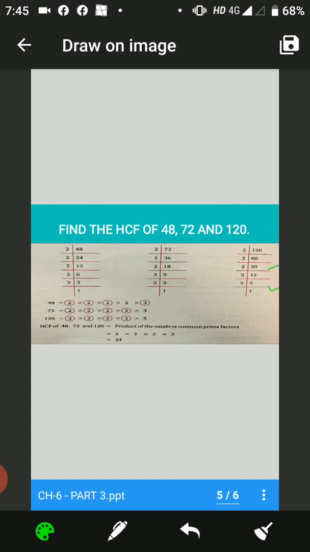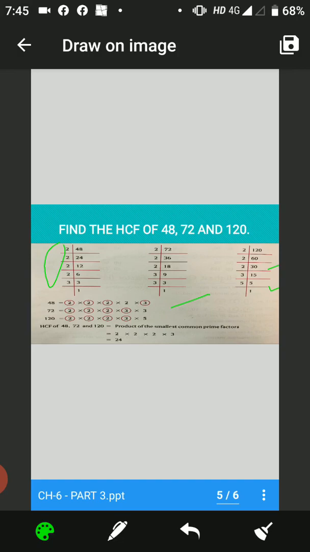Firstly we write the factors of 48. The factors of 48 are 2 into 2 into 2 into 2 into 3. Clear? Then we write those of 72. The factors are 2 into 2 into 2 into 3 into 3. Then we write those of 120: 2 three times into 3 into 5.